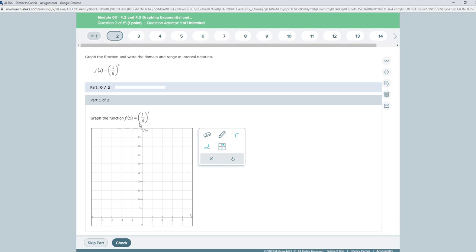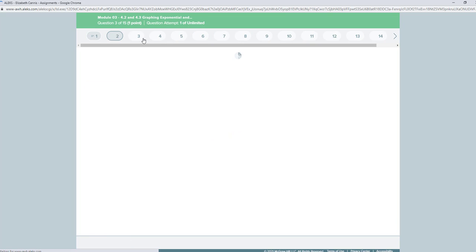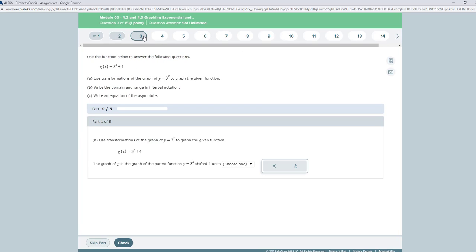Let's see if I can get another one in here for you. So 1/6 to the x, again, it's going to be the same thing. I would use that plotting a point tool first, plot 2 points, and then use the exponential function. Again, I know this one is an exponential function because it has x in the exponent.